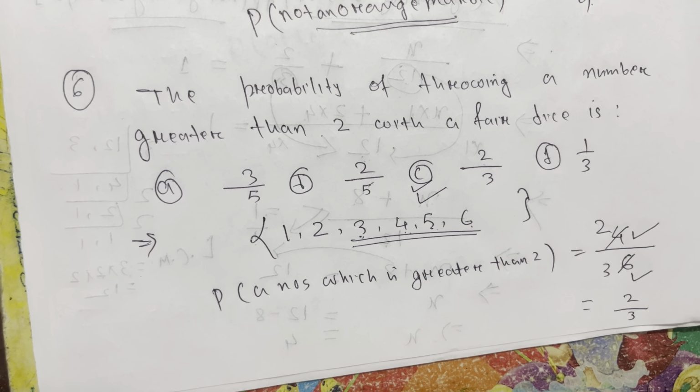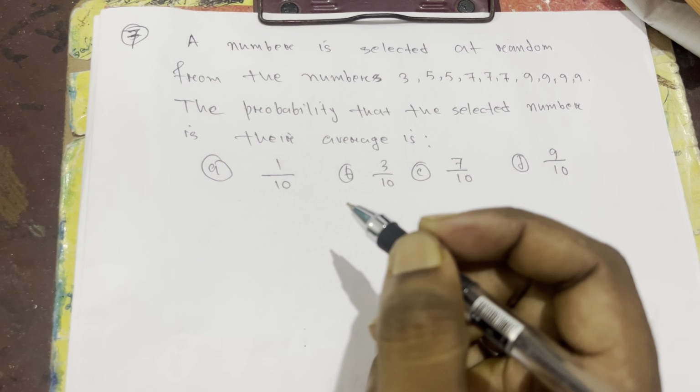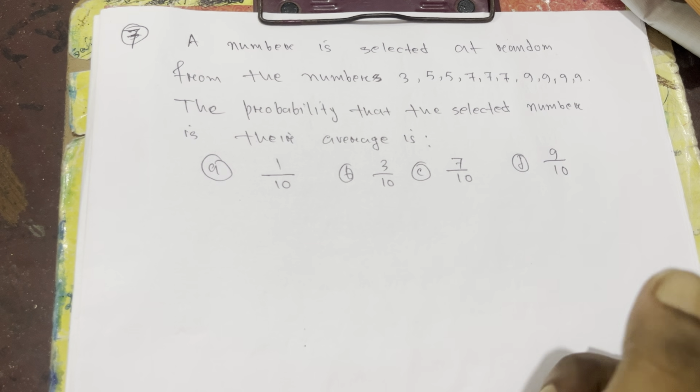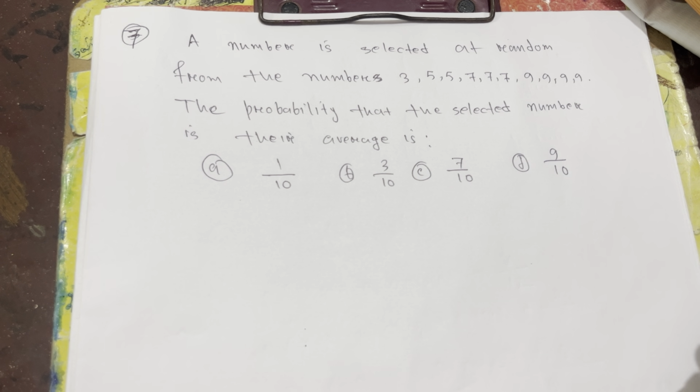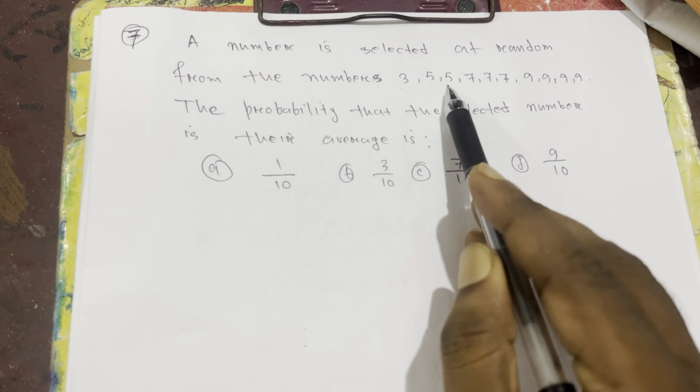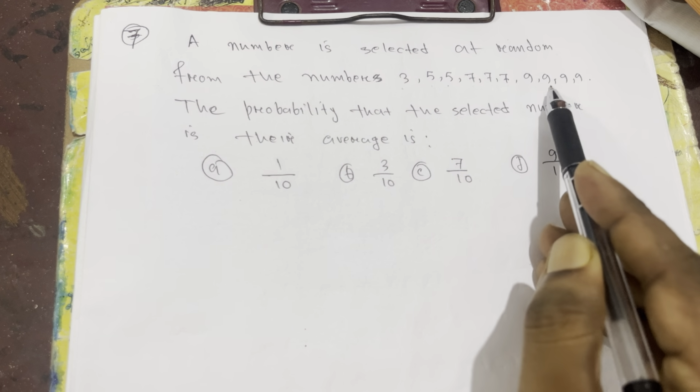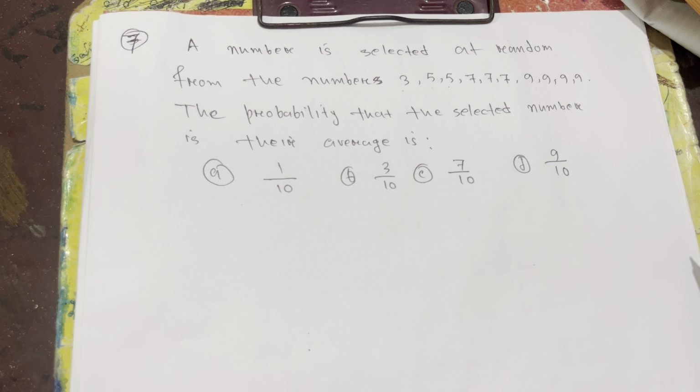Okay. Question number 7. A number is selected at random from the numbers 3, 5, 5, 7, 7, 7, and 9, 9, 9, 9. So how many numbers are here? 1, 2, 3, 4, 5, 6, 7, 8, 9, 10. So total there are 10 numbers.